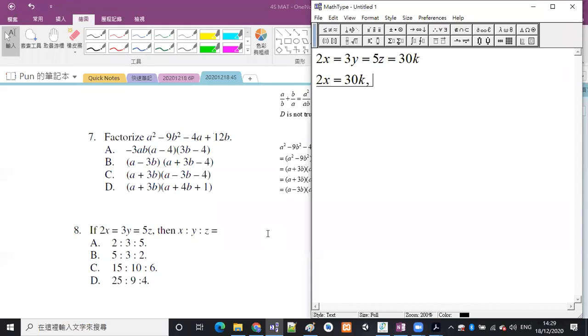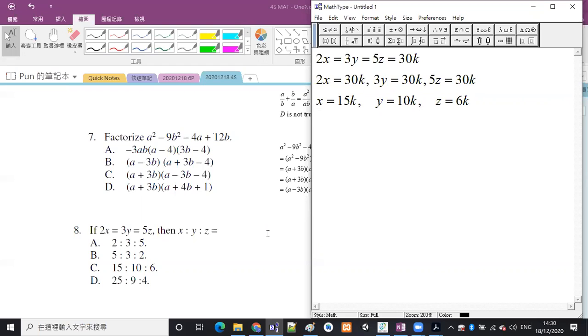And 3y is also equal to 30k. And 5z is also equal to 30k. And then we can actually find or express x and y and z in terms of k. In this case, x is equal to 15k. And then y is equal to 10k. And then z is equal to 6k. Can you get this?